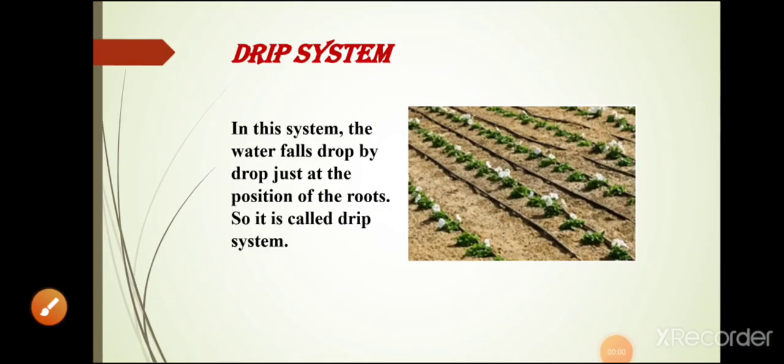Another modern method of irrigation is the drip system, about which you already studied in your previous class. In this system, water is provided to plants drop by drop at the root. So it is called the drip system, and it is the best technique for watering fruit plants, gardens and trees. In this system, water is not wasted at all. So it is a boon in regions where availability of water is poor.